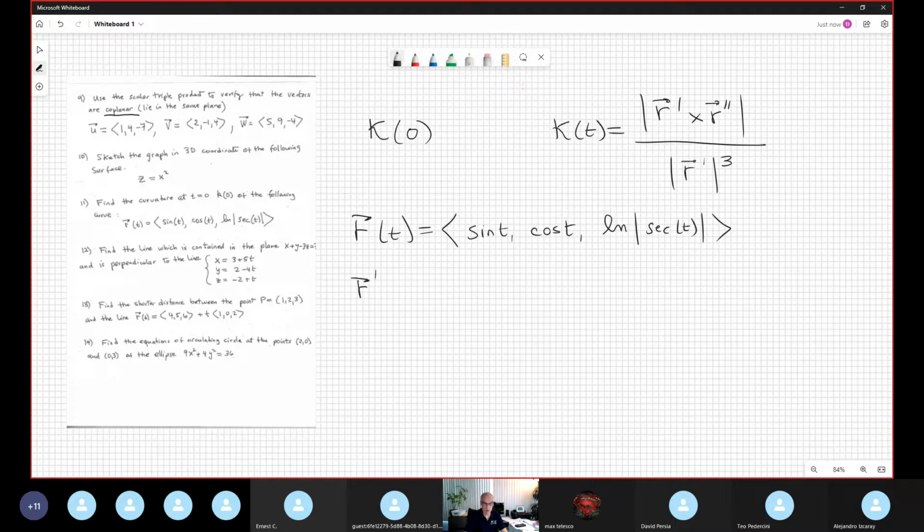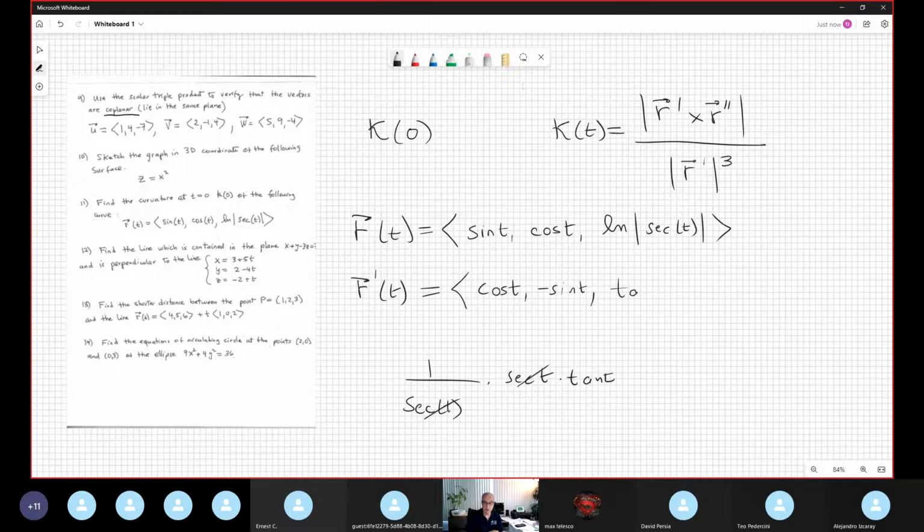You differentiate: derivative of sine is cosine. Derivative of cosine is minus sine. And the derivative of the natural logarithm, let me try separately. The derivative of the natural logarithm is the reciprocal, and you apply the chain rule. So the derivative of secant is secant tangent. Therefore the secant cancels out, and it's tangent.